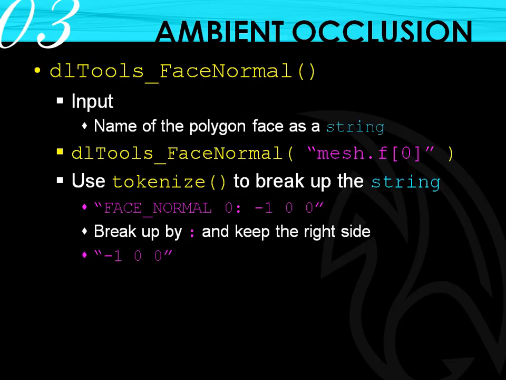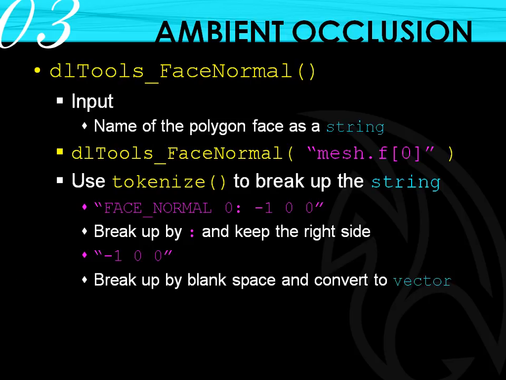So we're just going to keep what's on the right side. We're going to keep the second value, and that's going to be minus 1 0 0. And then we're going to break that up by a blank space. So essentially you have minus 1 space 0 space 0. So we're going to break it up by spaces so that we have minus 1, and then separately we have 0, and then separately again we have 0. And we're going to pass those 3 values into a vector.